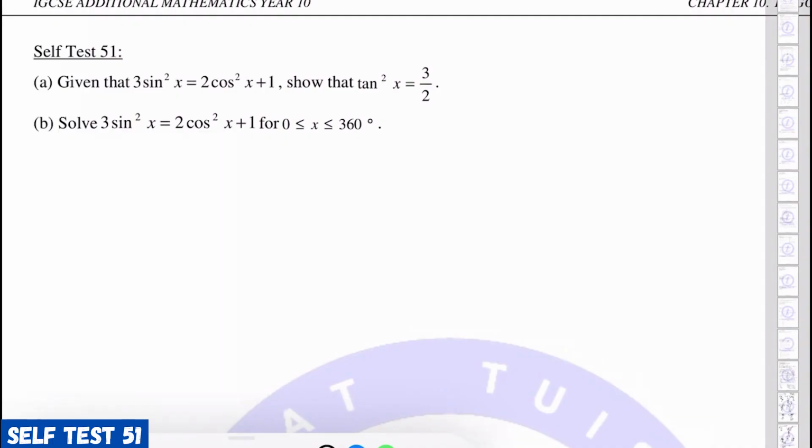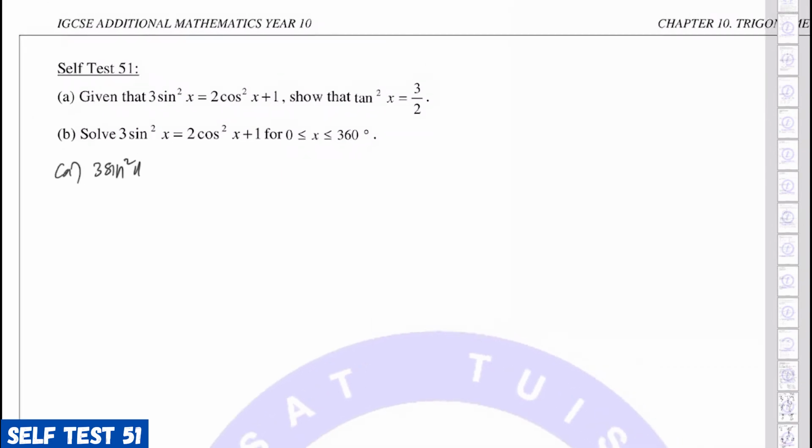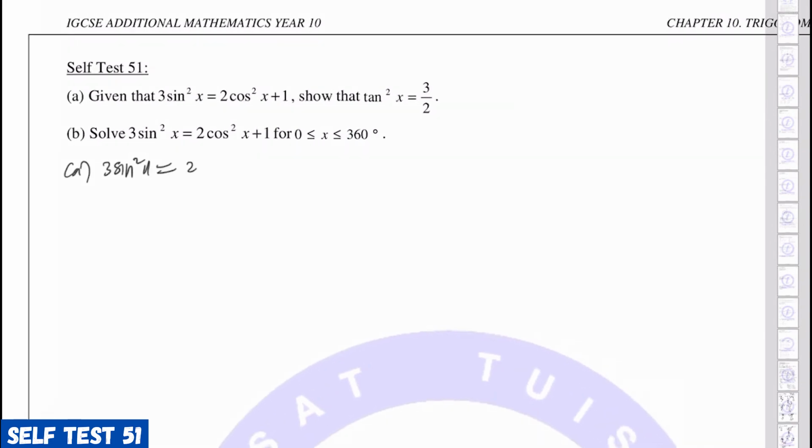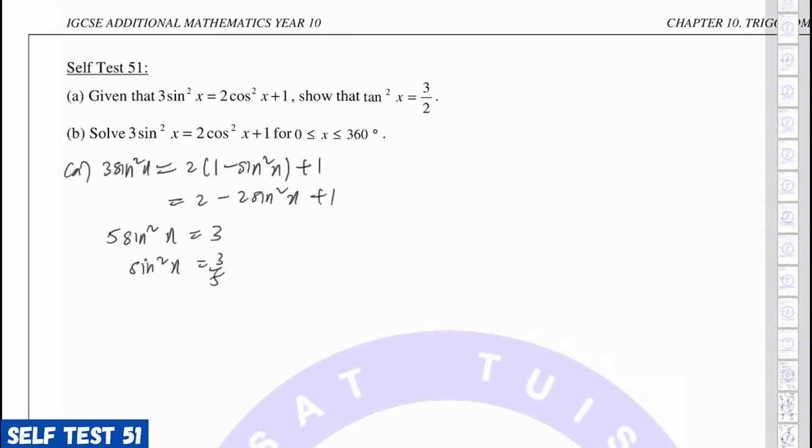Self-test 51. So now, again, we have to change everything to either sine or cos. It's up to you whether you want to change to sine or cos. Maybe you just change to sine. Sine is what you're more familiar with, right? So we change the cos square to 1 minus sine square. Okay, so that's the first step. Then as you expand, you get 2 minus 2 sine square x plus 1. Bring over, you get 5 sine square x equals 3. Sine square x is now 3 over 5.